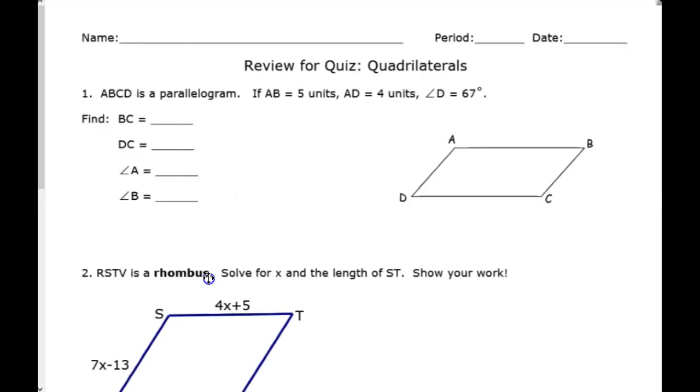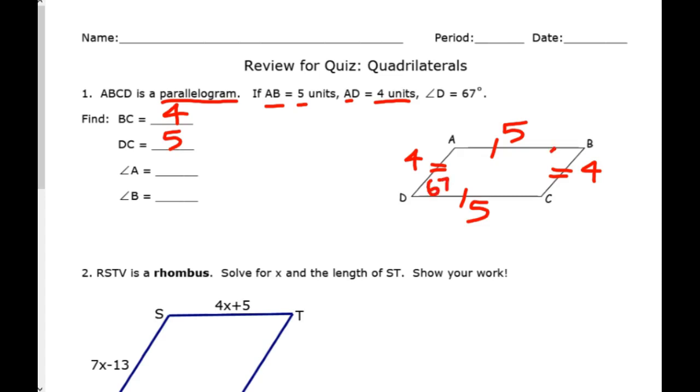And here we go. Okay, so on our review, we know for a parallelogram, opposite sides are equal. So if AB is 5, then DC is also 5. If AD is 4, we know BC is also 4. Easy. Now, angle D is 67. That means the opposite angle, angle B, is 67. However, angle A and angle C are not 67, okay?